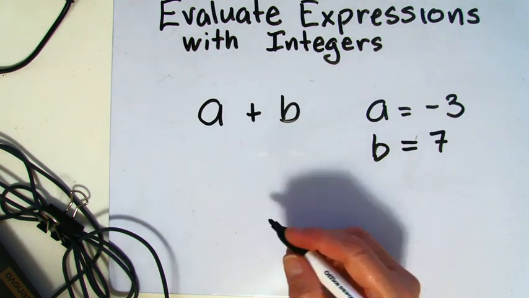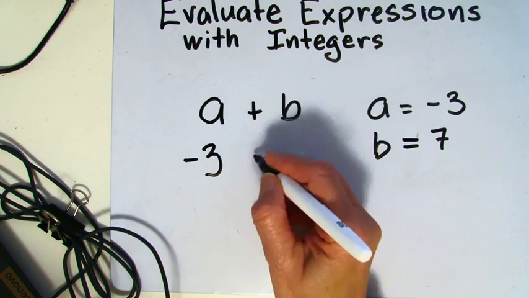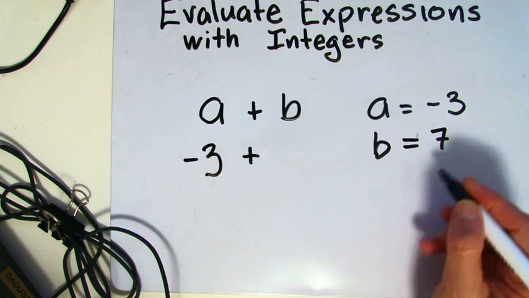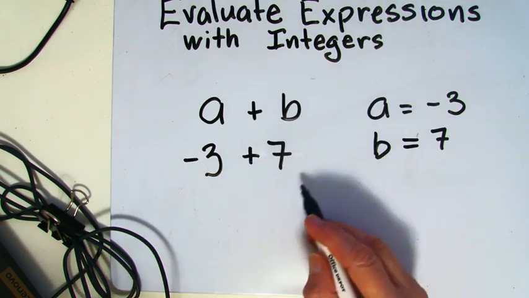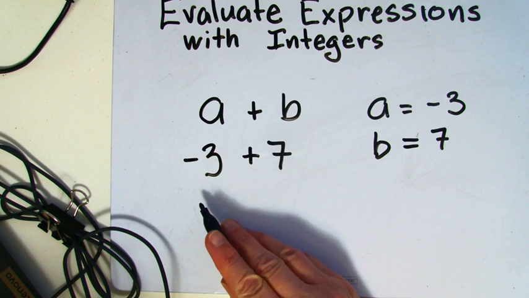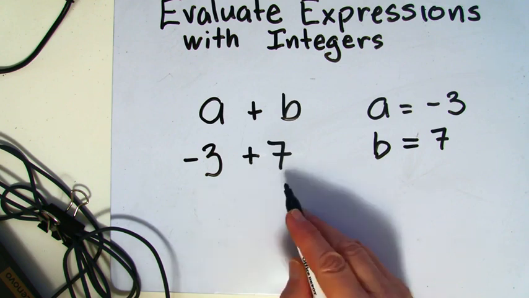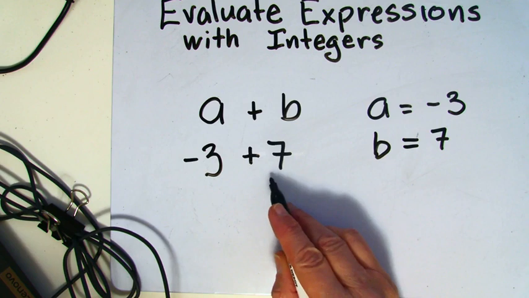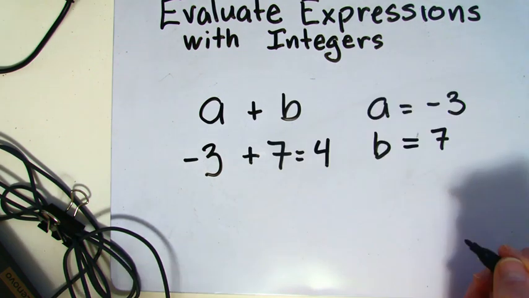So again, we're just plugging in. So negative 3, and this is going to be plus, and B is 7. And so this should be familiar, or you're getting more familiar with it. We have a negative with a positive. That means we're taking the difference. Since 7 is larger and that's positive, we're going to have 4 as our answer.